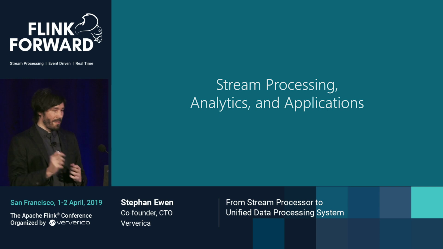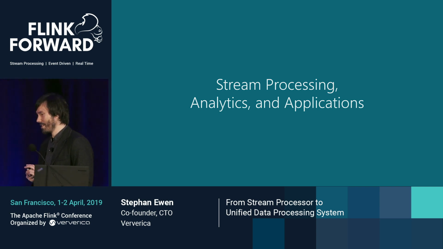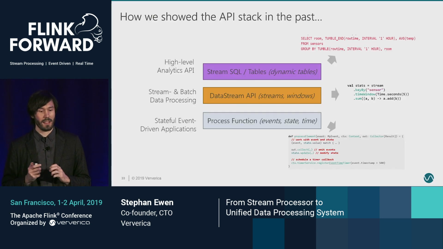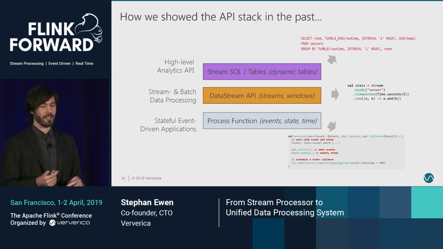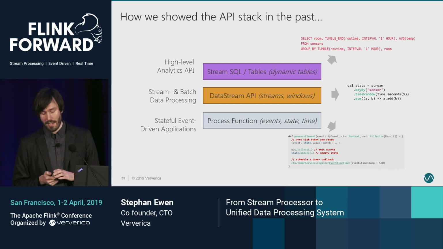So maybe just a few words on the other dimension that we were looking at, applications versus analytics here. You might have seen this figure before. It might be either on the Flink website, or at least it's in a whole lot of Flink presentations that we gave in the past. And we showed this API stack. On the lowest level, event, state, and time. In the middle is the DataStream API, and then on top of it, you go a bit more high level with streaming SQL and the table API.